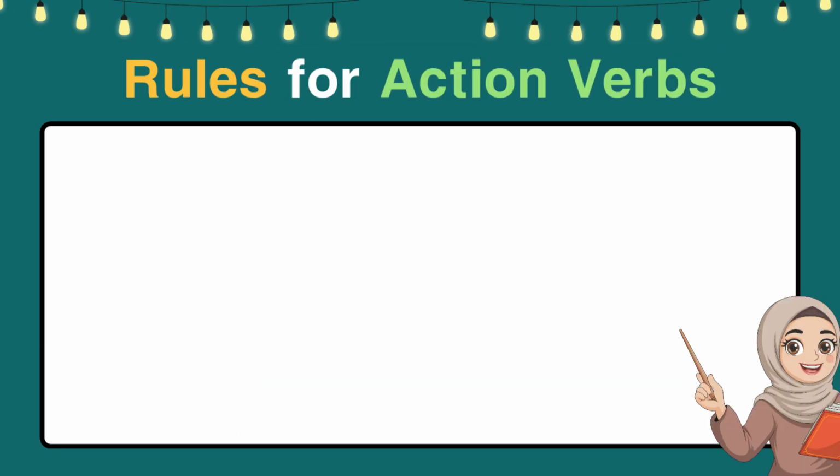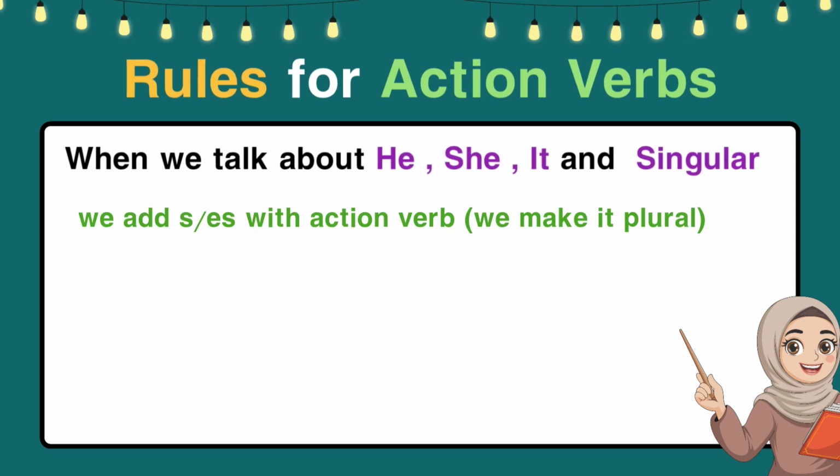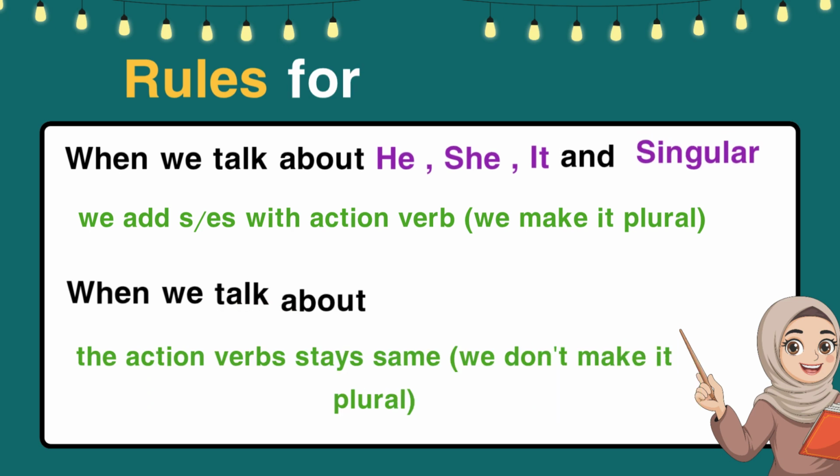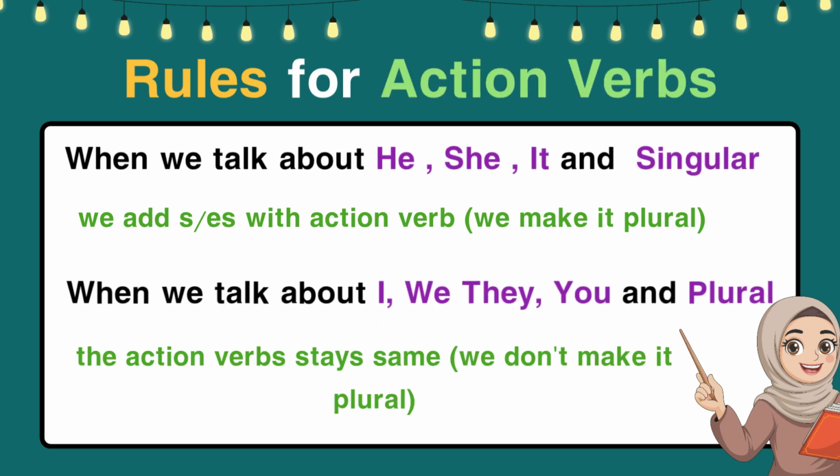For action verbs. When we talk about he, she, it, and singular, we add s or es with action verb, we make it plural. When we talk about I, we, they, you, and plural, the action verbs stay same. We don't make it plural.